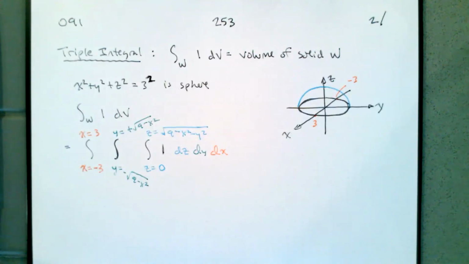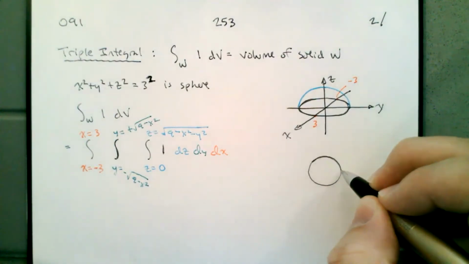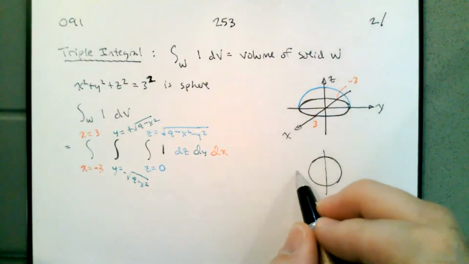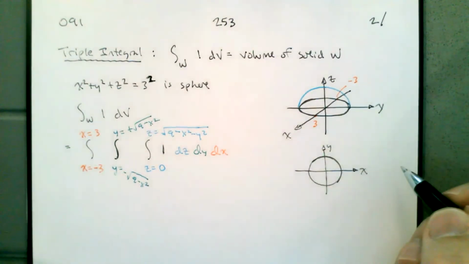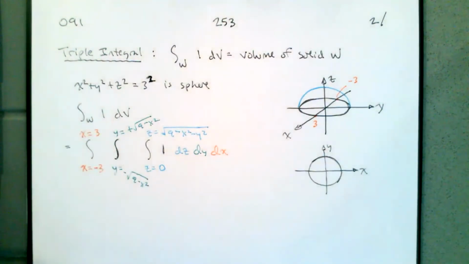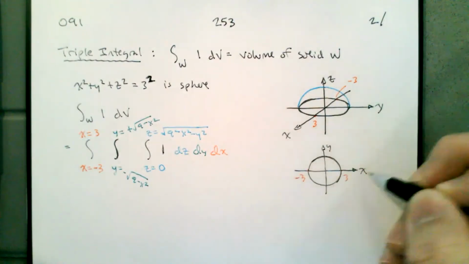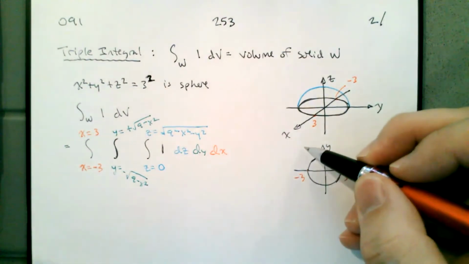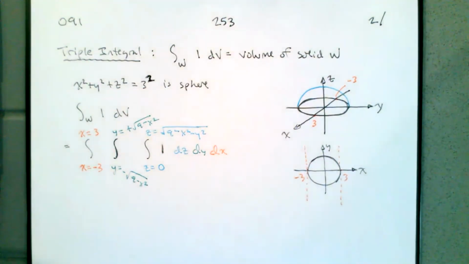Y is not going from -3 to 3 because we need to capture the curviness of the region. So if we look at the circle from the top down, x is going between -3 and 3. If we integrate just y between -3 and 3, then we're just going to get a rectangle. If we just put y equals -3 and 3, then we're just going to make a box.